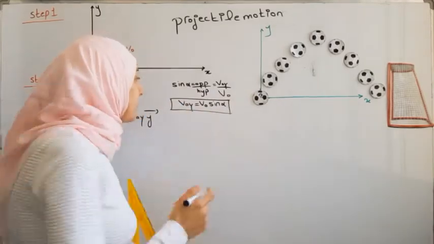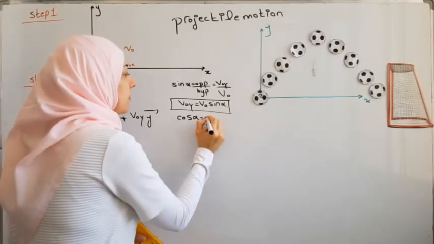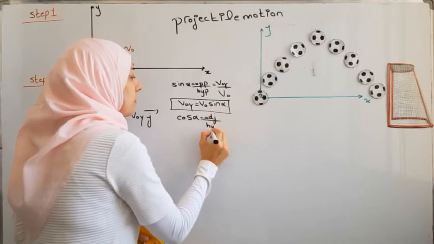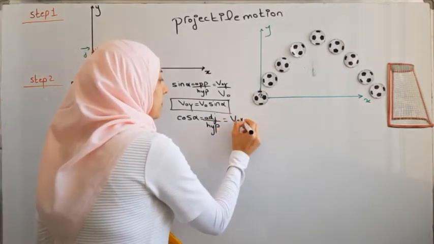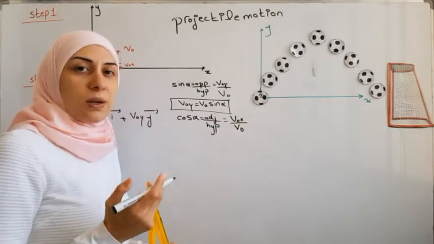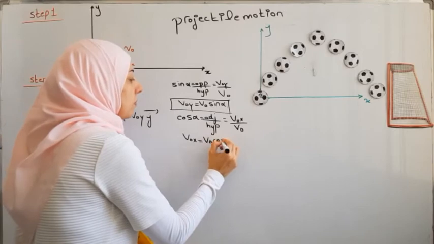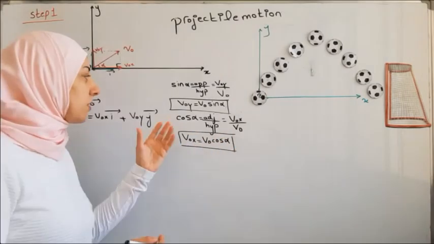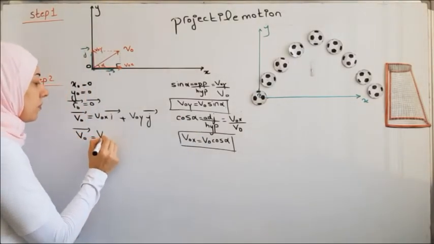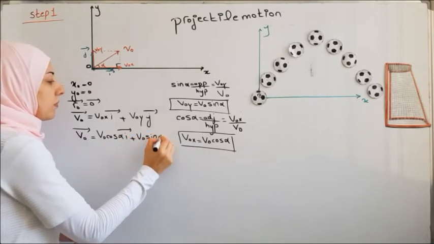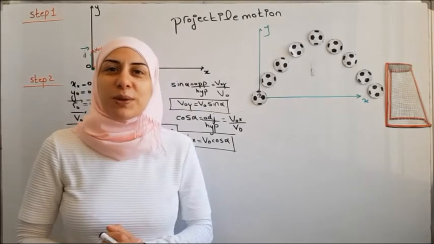What about cosine alpha? Cosine alpha equals the adjacent over the hypotenuse. So it's equal to v0x over v0. v0x can now be expressed as v0 cosine alpha. Let's insert the values of v0x and v0y in this equation. After finding the initial conditions, we can move to step 3.